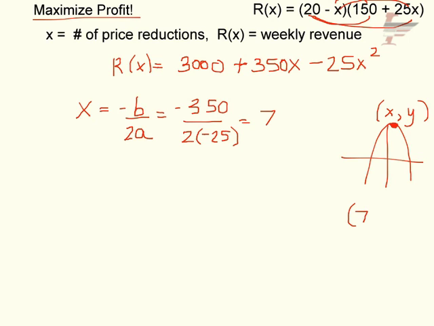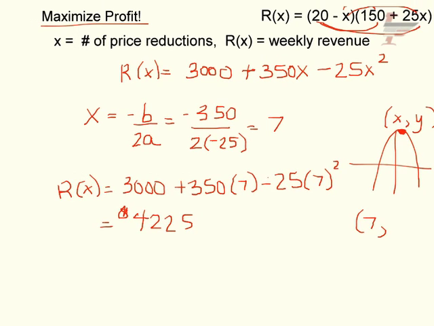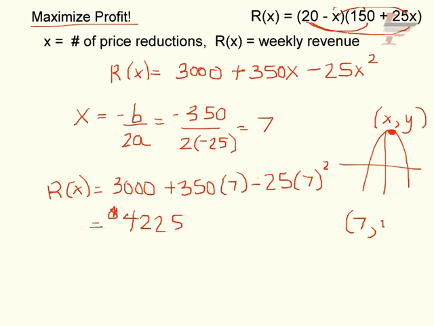Okay, so my vertex is 7 something, and then of course I can put in 7 for all of the x's, and I would dump that into my calculator. Of course, I just did this problem, so I already know that that's going to be $4,225. All right, so that is your vertex. And again, I will just verbalize this answer: I'm going to have 7 $1 price decreases, so I'm going to charge $13 to have a maximum revenue of $4,225.